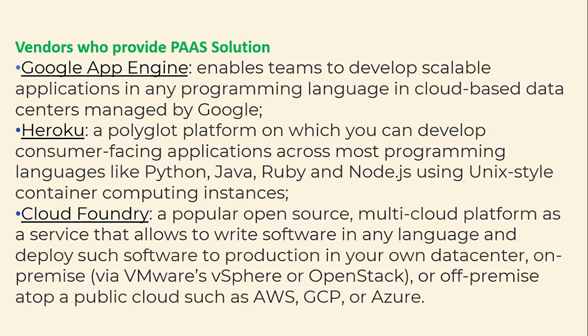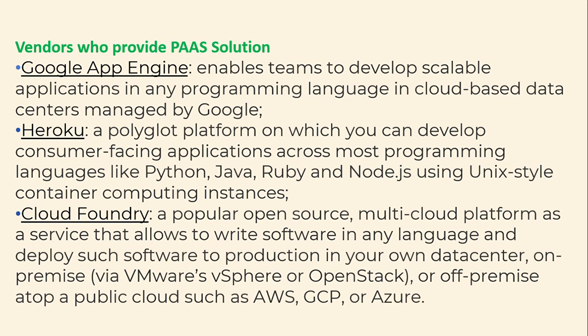So which vendors are providing PaaS? Almost all the major providers, such as Google App Engine. It enables teams to develop a scalable application in any programming language in a cloud data center managed by Google. Next is Heroku, a polyglot platform on which you can develop consumer-facing applications across most programming languages, such as Python, Java, Ruby, Node.js, using Unix-style container computing instances.